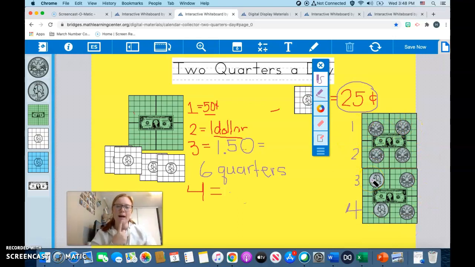What could you buy with $2? Maybe some gum, maybe some baseball cards. I think there's a few things you can buy with $2 whole. That is so awesome. Well, I'm excited to be collecting 2 more quarters with you tomorrow.